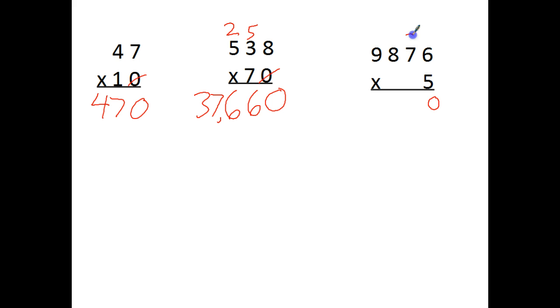5 times 6 is 30. Put down my 0, carry my 3. 5 times 7, 35 plus 3 is 38. 5 times 8 is 40, plus 3 is 43. 5 times 9, 45 plus 4 more is 49. Count over 1, 2, 3 spots for my comma. 49,380.